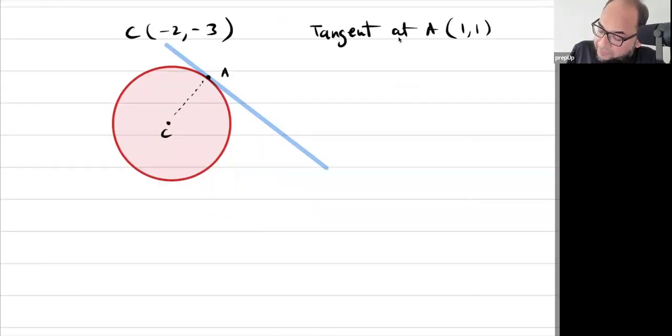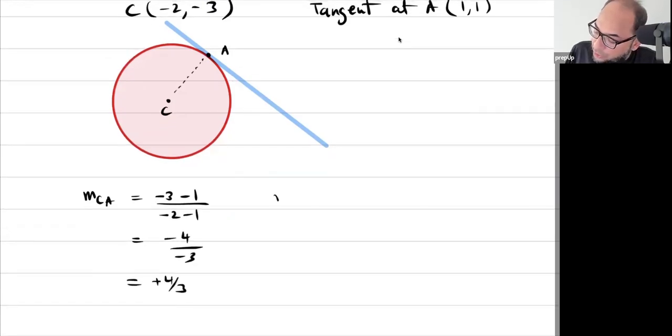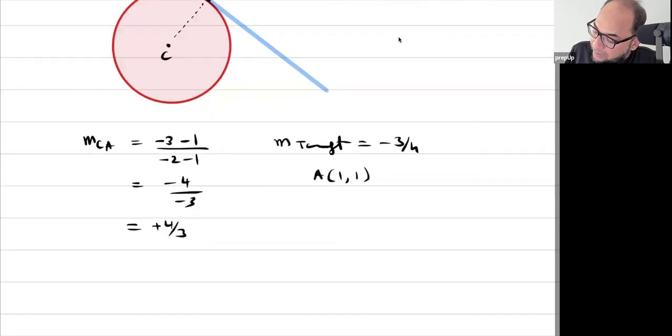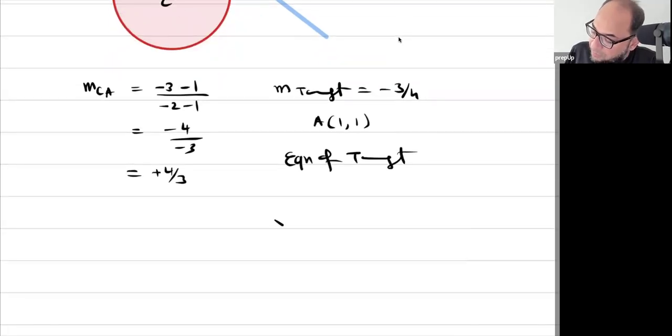Find the gradient of CA: -3 minus 1 over -2 minus 1, that is -4 over -3, positive 4/3. Gradient of tangent is -3/4. Coordinates of A is 1, 1. Equation of tangent: y minus 1 equals -3/4 times x minus 1.